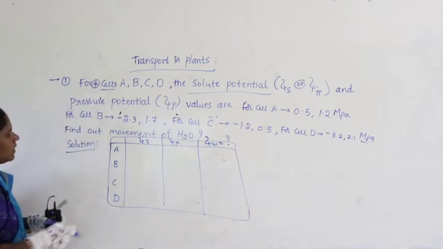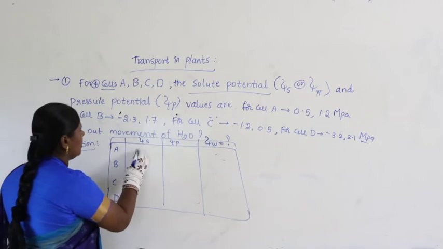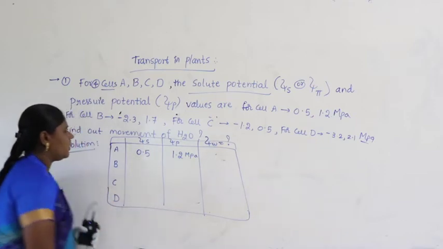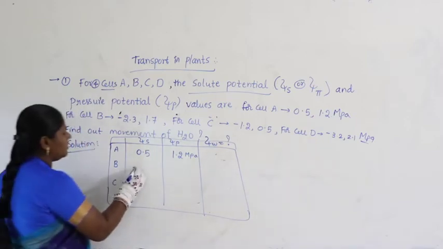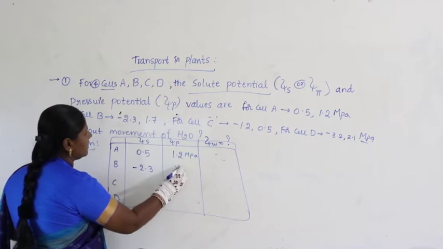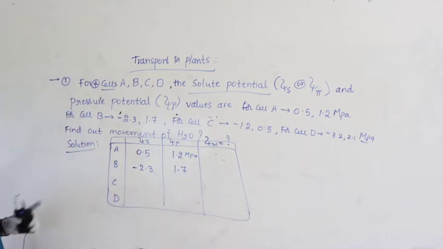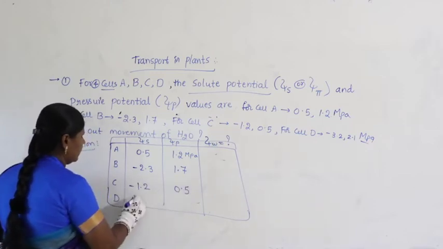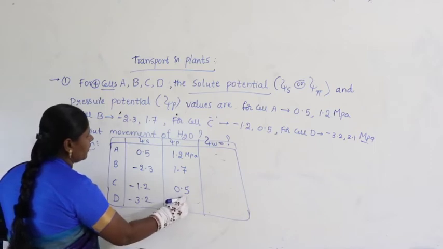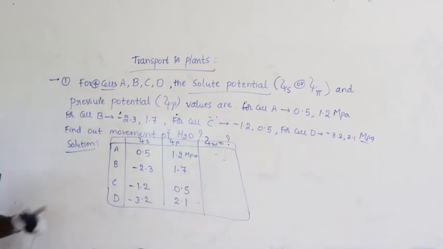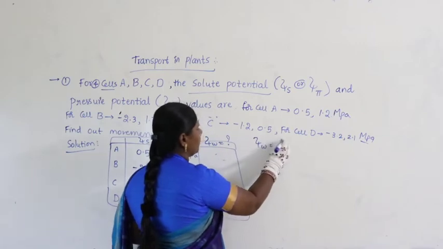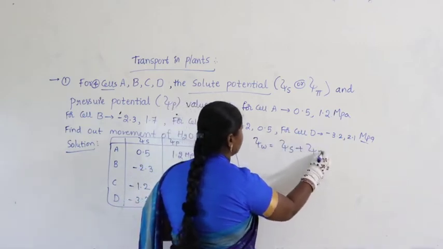Now let us take this. For A the solute potential value is given as 0.5 and pressure potential is given as 1.2 megapascals. Similarly for B minus 2.3 and here it is given as 1.7. For cell C it is given as minus 1.2, 0.5. For cell D this is minus 3.2, 2.1. Now, accordingly what do we have to calculate? Definitely we need to calculate the water potential value. So here water potential value is always equal to solute potential plus pressure potential.